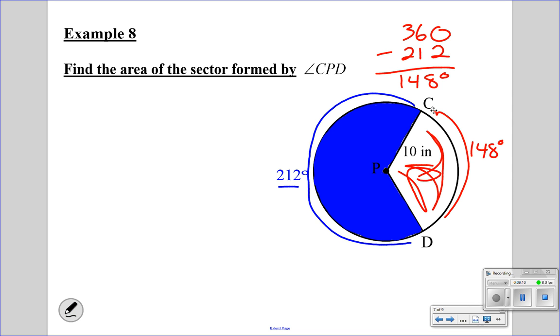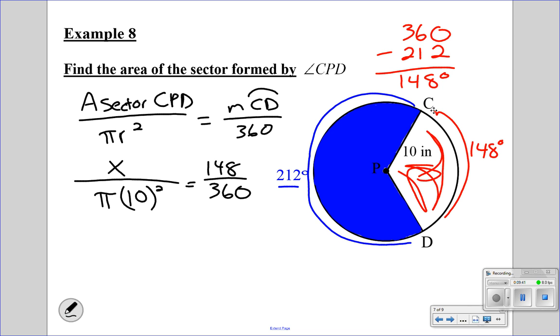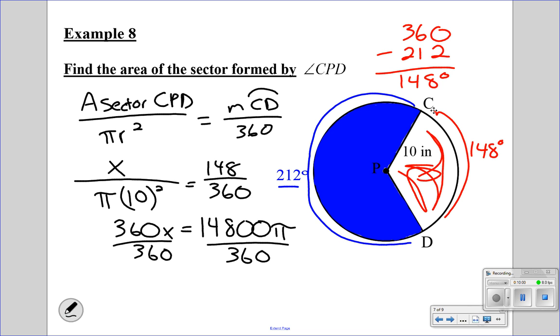So if we write our formula out, we know that it's the area of the sector CPD over pi r squared equals the measure of our arc CD over 360. We don't know the area of the sector, so we're going to call that x over pi. Our radius is 10. Pi times 10 squared equals the measure of our arc, 148 over 360. Cross multiply, 360x equals 10 squared is 100. 100 times 148 is 14,800 times pi. Divide by 360. When we do that all in our calculator, we get x is 129.2. Remember our units, inches squared, because this is the area of the sector.